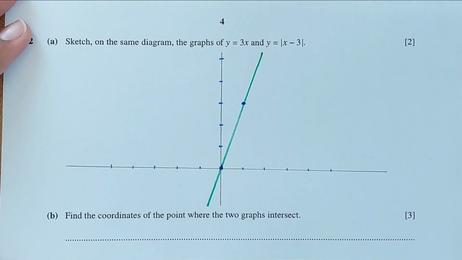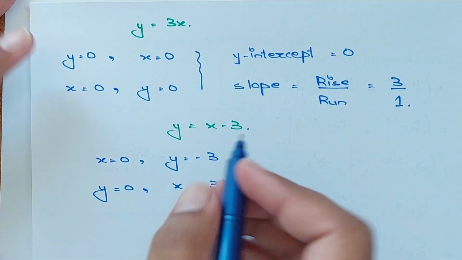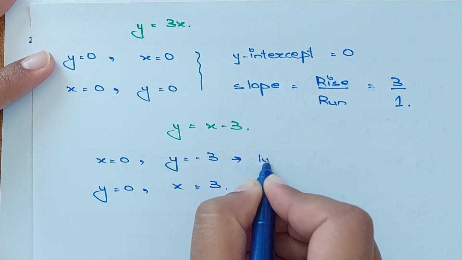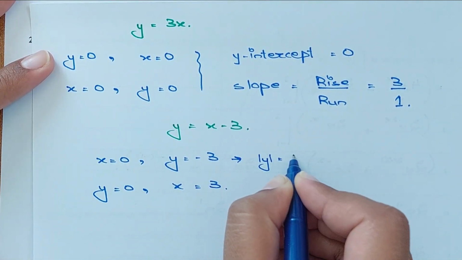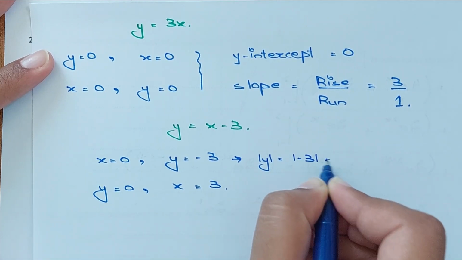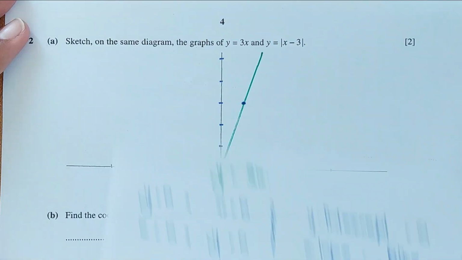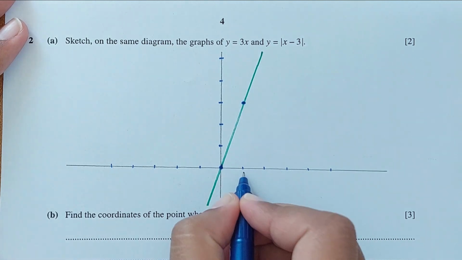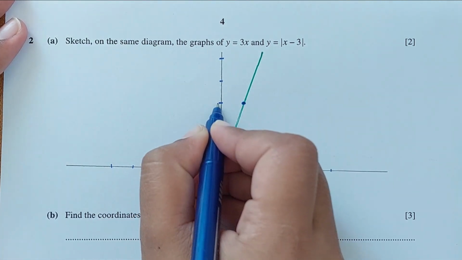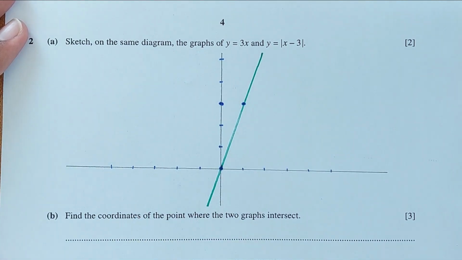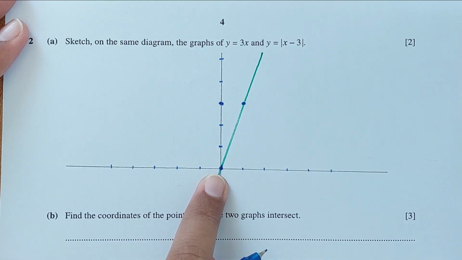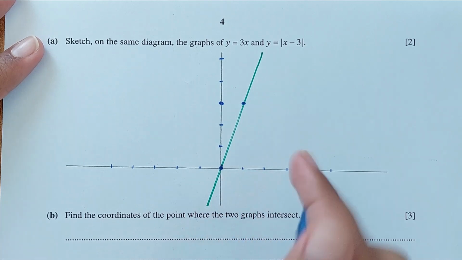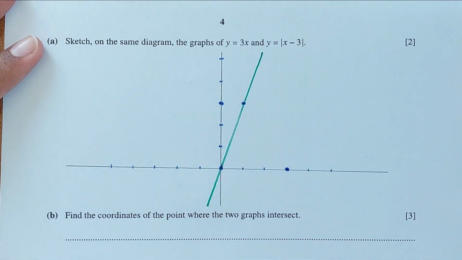Now for the second one, when x is 0, the y value is negative 3, but we have to take the absolute value because the function is absolute. So the absolute value of negative 3 is positive 3. When x is 0, y is 3, this point, and when y is 0, the x value is 3. This is the vertex.